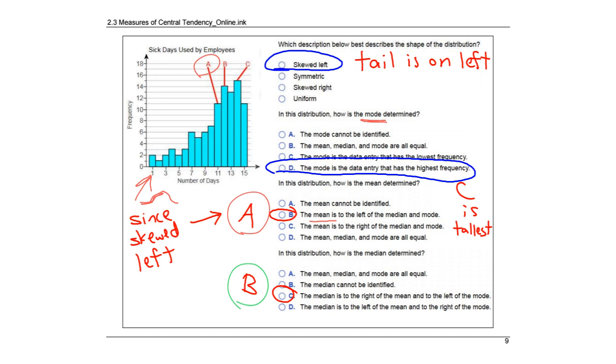Okay, so what's important is the mode is the tallest. The mean is going to always be on the side where the tail is. And then the median is the other one that's left.